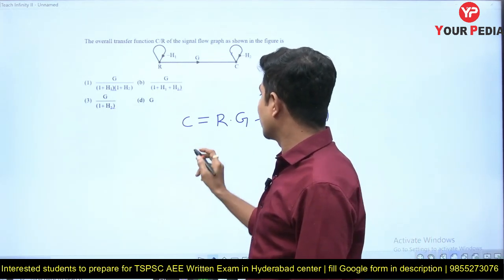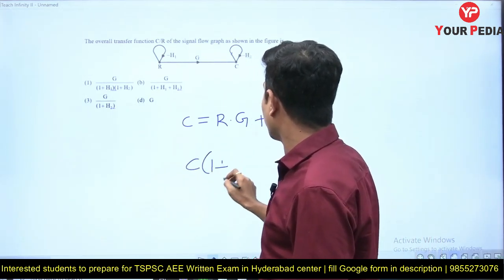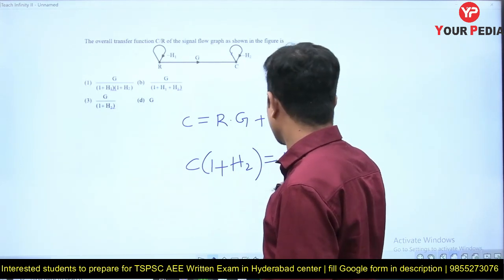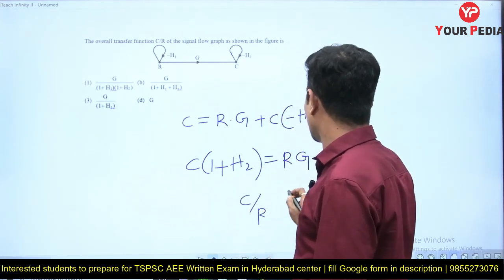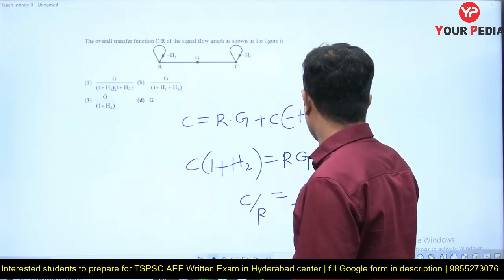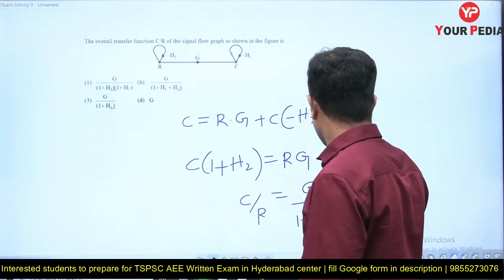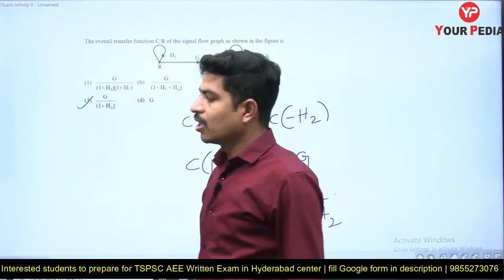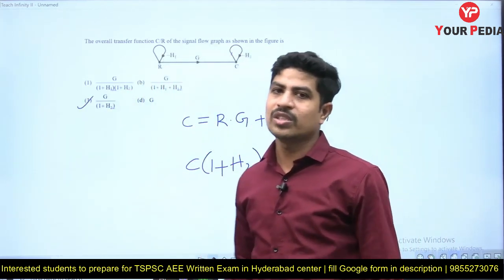So if we take to that side, C into 1 plus H2 is equal to R into G. So C by R is equal to G by 1 plus H2. So what is the option? G by 1 plus H2. Option 3 is correct. So I told you that we can solve this one without pen paper.